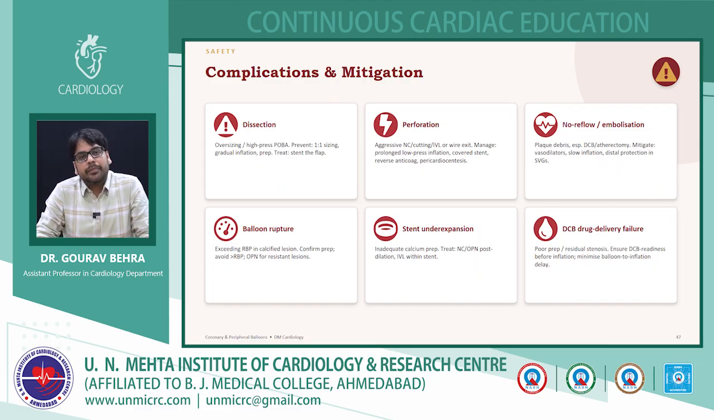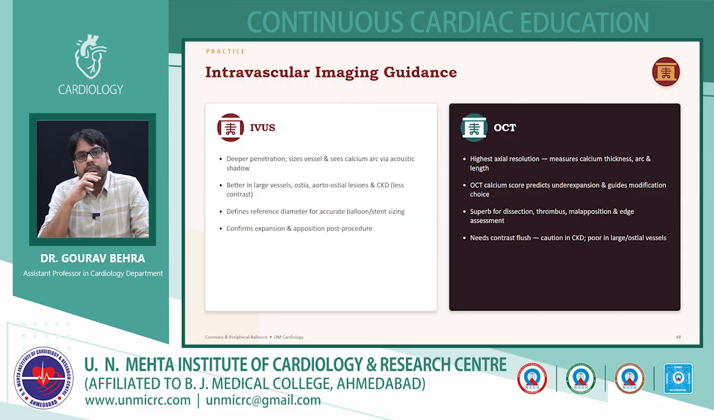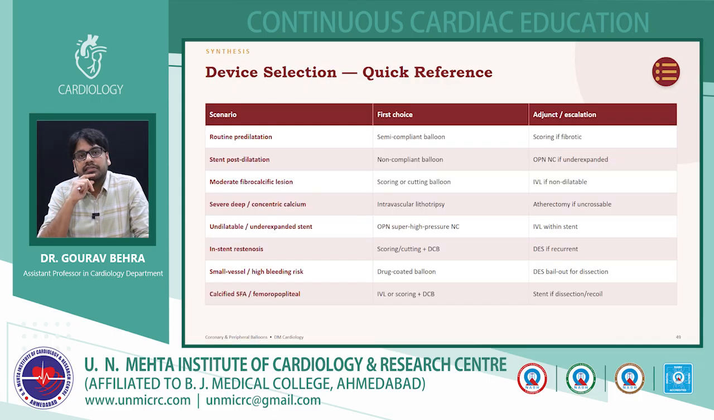And for standard under-expansion, you can treat it; you know all the mechanisms, IVL or OPN balloon. And drug coated balloon drug delivery failure: if you have DCB readiness, your drug will definitely have a good delivery. IVUS and OCT are very important when you are doing complex cases or left main bifurcation, or you're looking at some pathology that you're not understanding with your POBA. So you should do imaging in those cases.